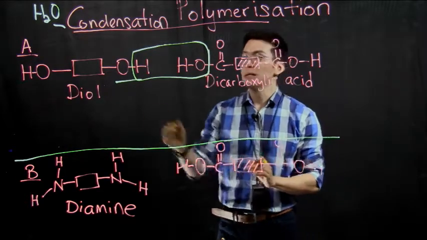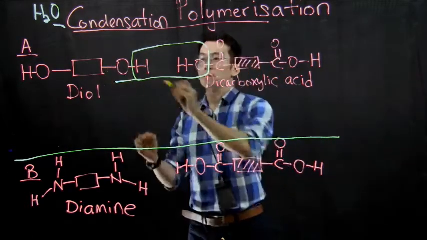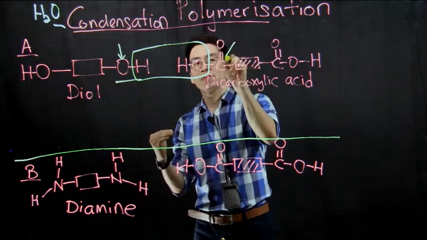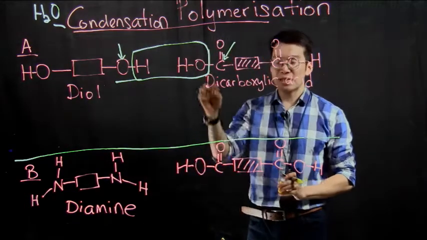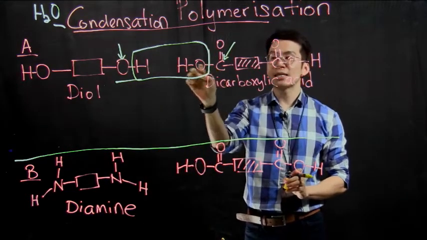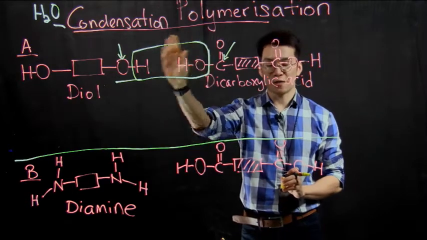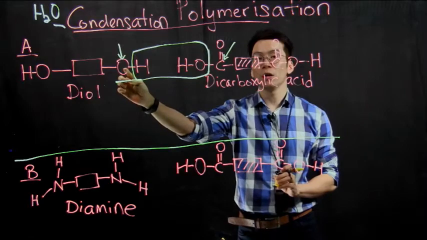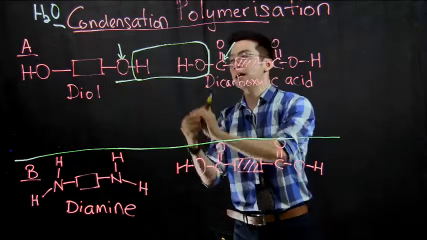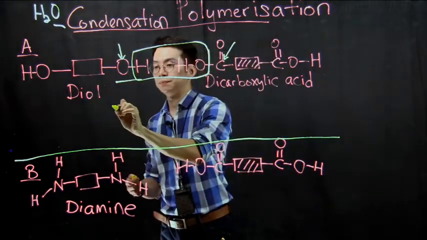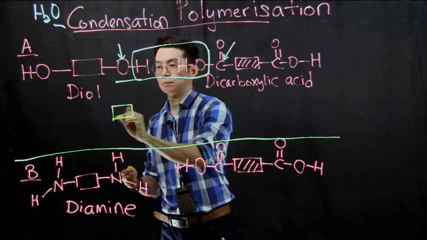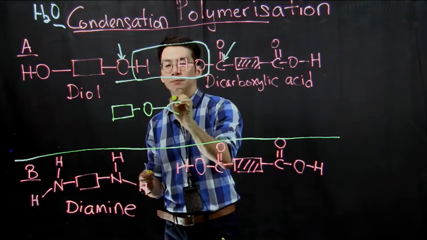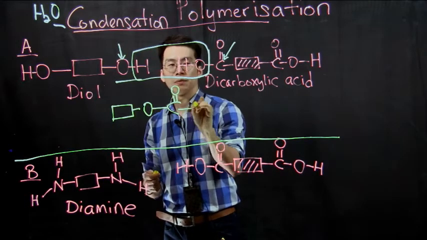Now, this particular O will join to this C, because as you can see, this C is missing one bond after this OH has left. This C needs to bond with something else. Same goes for your O. So these two parts can join together. So this is the new bond formed.